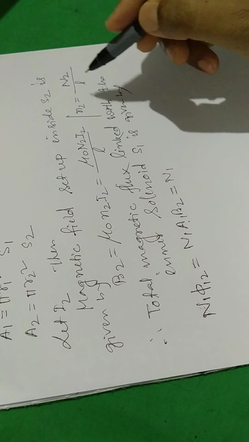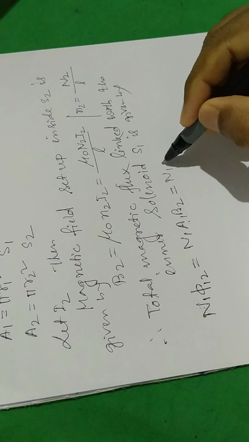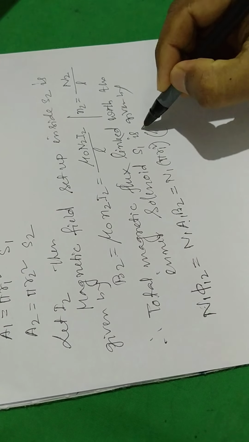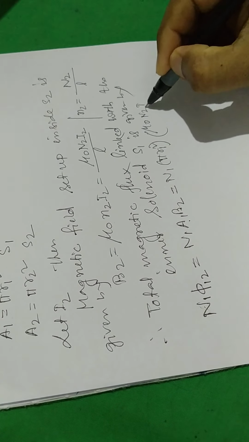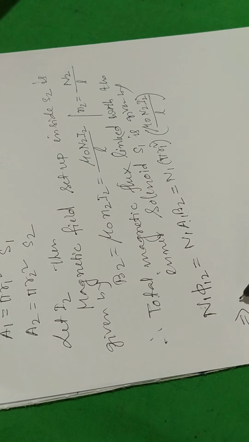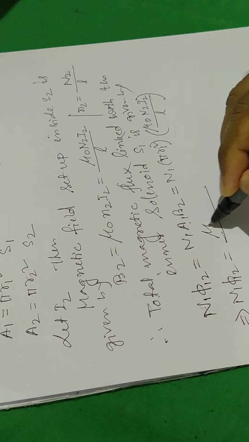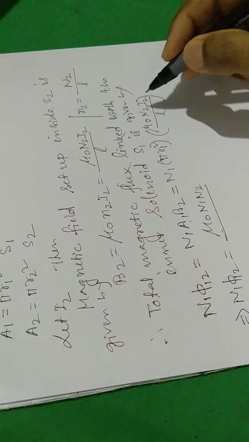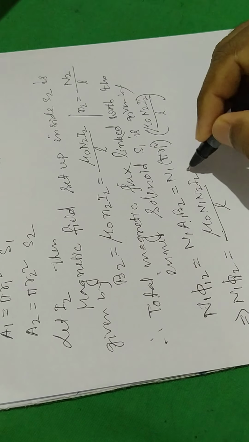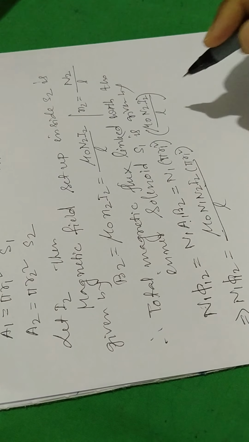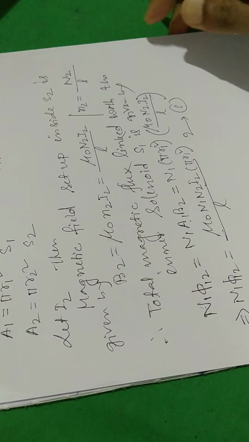N1 A1, where the value of A1 is pi R1 square. So you can write pi R1 square, and B2 is mu naught N2 I2 by L. Therefore, N1 phi 12 equal to mu naught N1 N2 I2 by L times pi R1 square. This is equation number 1.